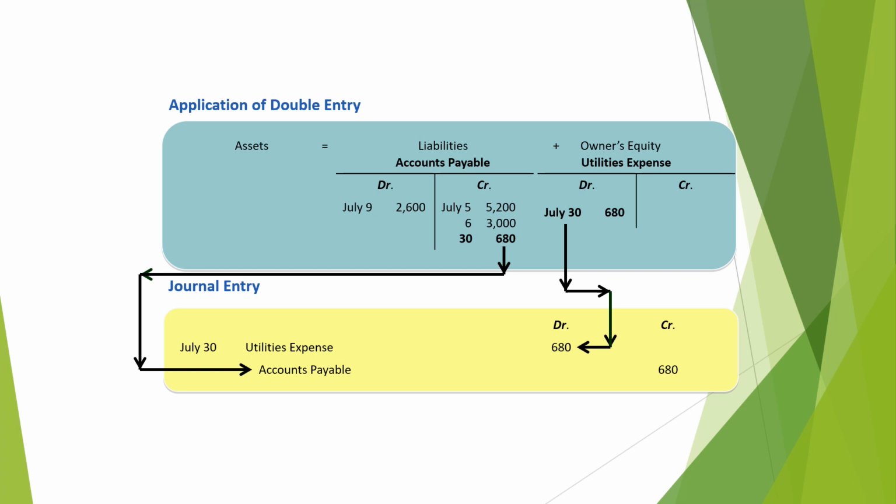So again, utilities expense is an expense, so it is on the right side of the equal sign, but it has an inverse relationship to equity. So instead of going up on the right, it goes up on the left. So to increase expense, we debit it. And then we're going to promise to pay it later. So to increase a liability, it's on the right, and it increases on the right, so we're going to increase it with a credit.